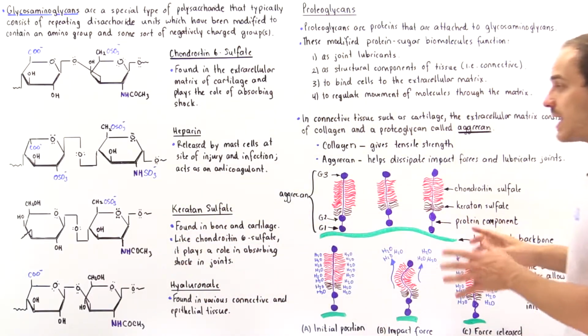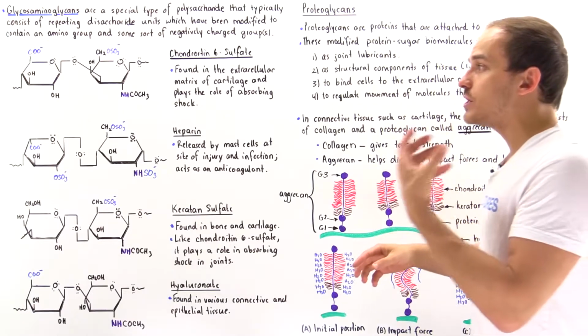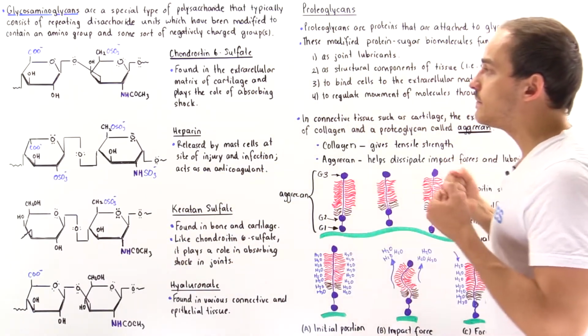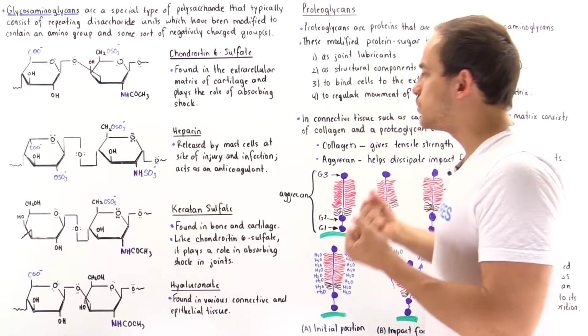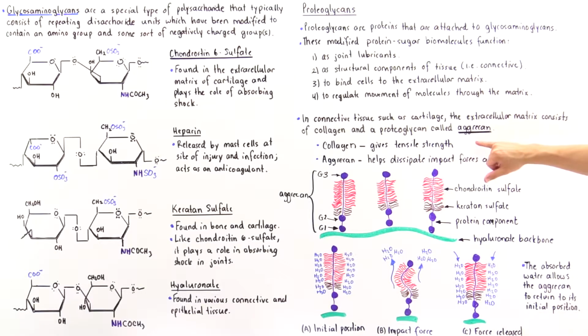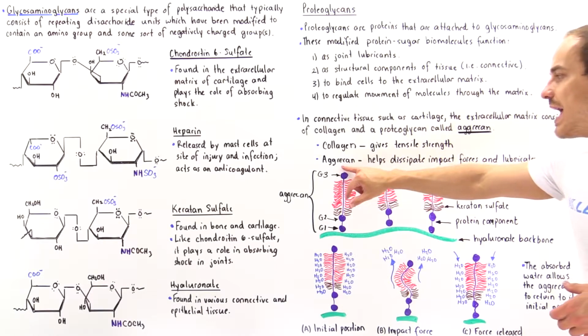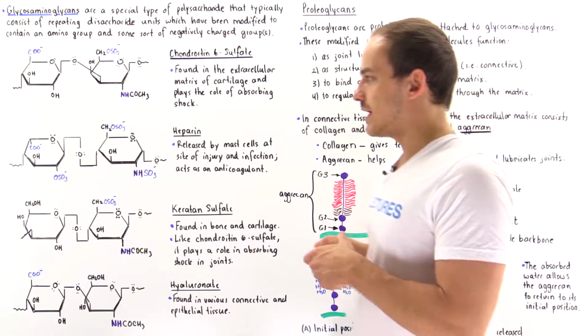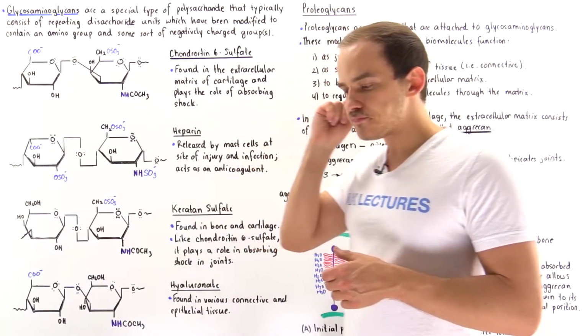In this particular case, it's the aggrecan that actually acts to absorb the impact force and prevent any type of damage to our tissue and to our body. So the collagen gives tensile strength, support, and structure, and the aggrecan helps dissipate impact forces. It absorbs those impact forces and lubricates the joints. And to see exactly what that means, let's take a look at the structure of aggrecan.